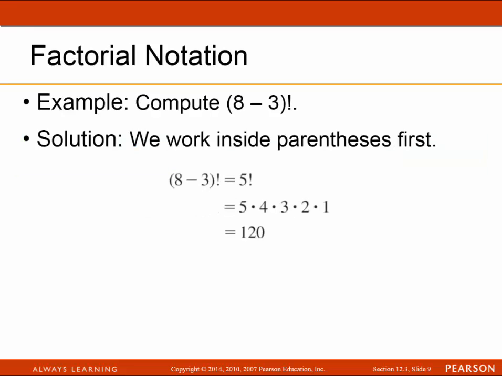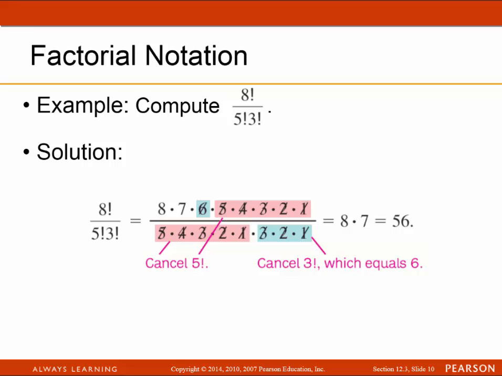So here's another example. Let's go ahead and compute (8 minus 3) factorial. The first thing we're going to do is work inside the parentheses first. So (8 minus 3) factorial ends up being 5 factorial. And 5 factorial is just equal to 5 times 4 times 3 times 2 times 1, which is 120. And then here's another example. We're going to compute 8 factorial divided by 5 factorial times 3 factorial.